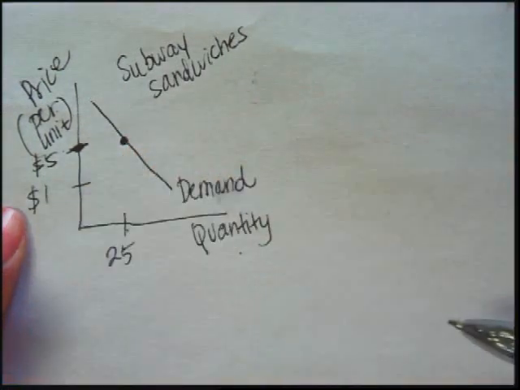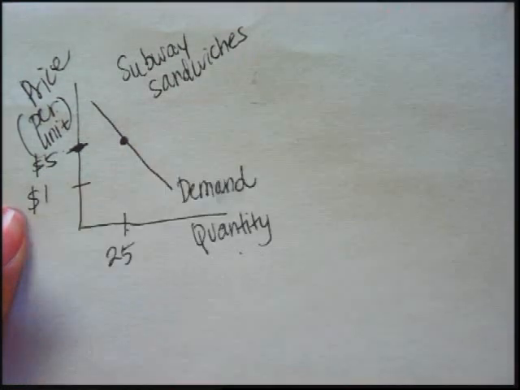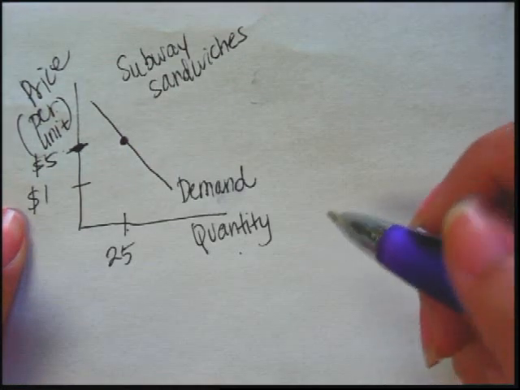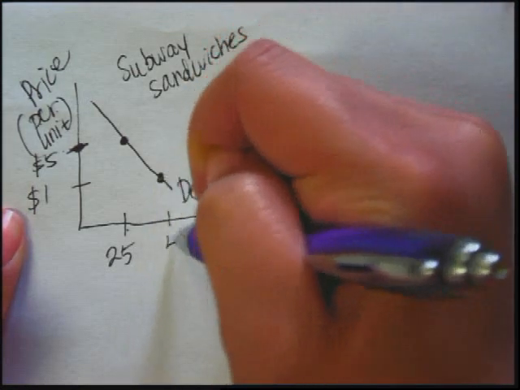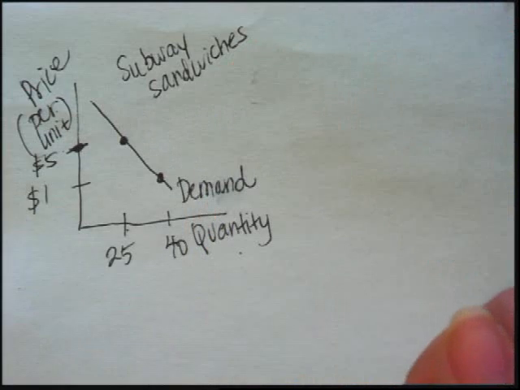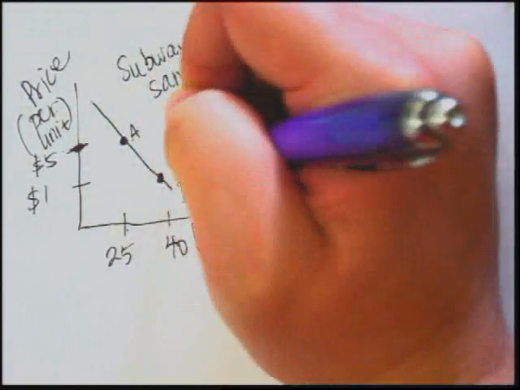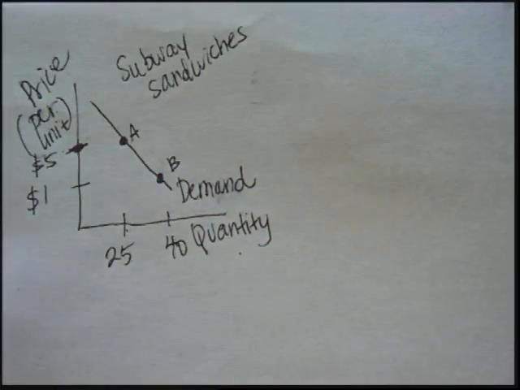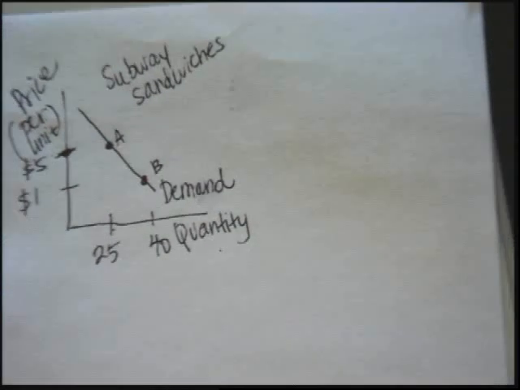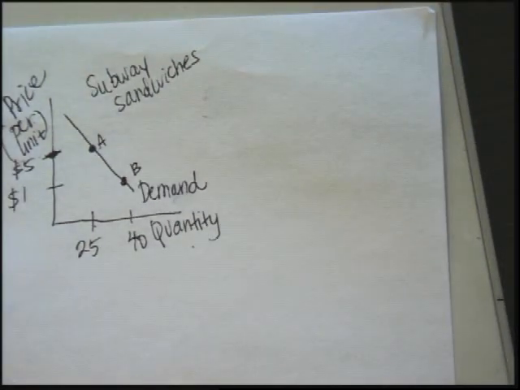And if they decided to put them on sale for $1, let's just pretend that if I were to survey the class, we would buy 40 sandwiches. Okay, I'm going to name this point A and this point B. I'll shrink that down a little bit so you can see what I'm doing over here.